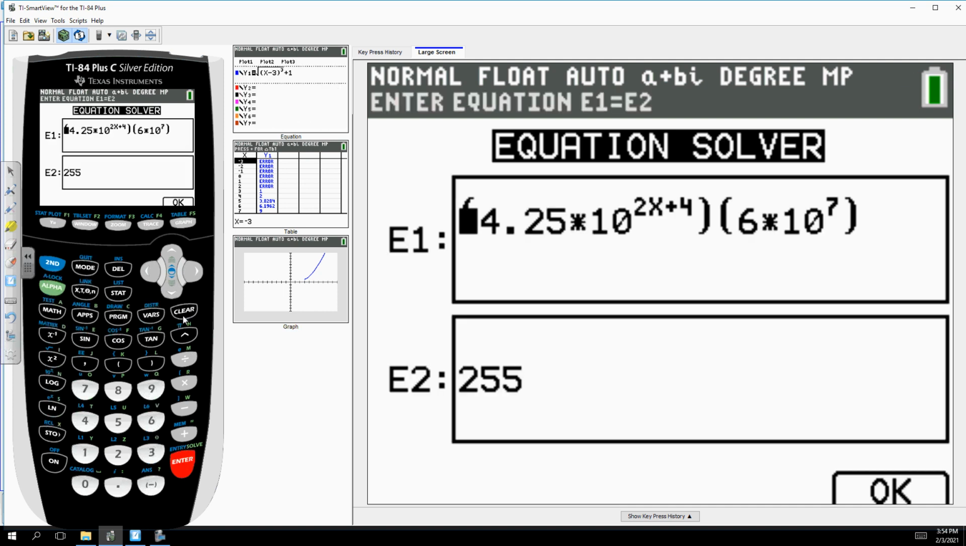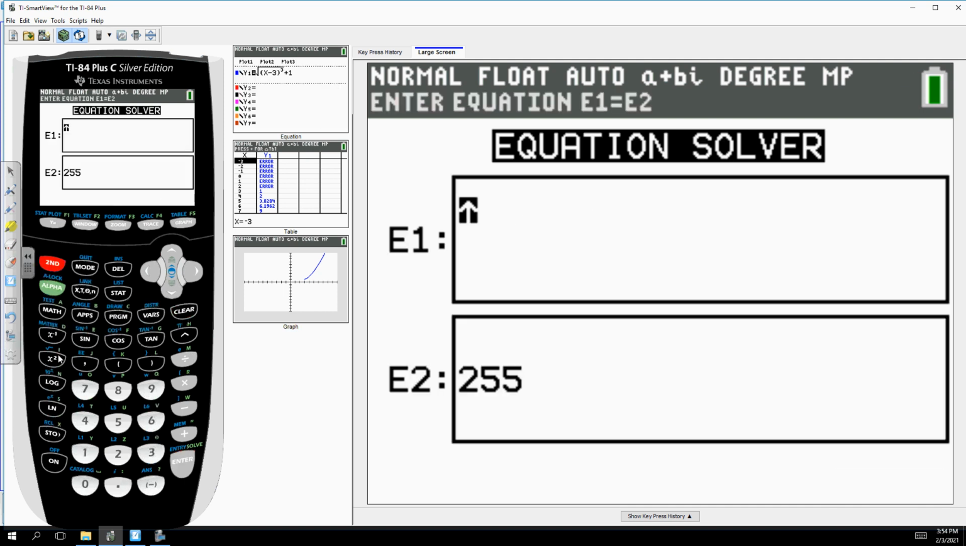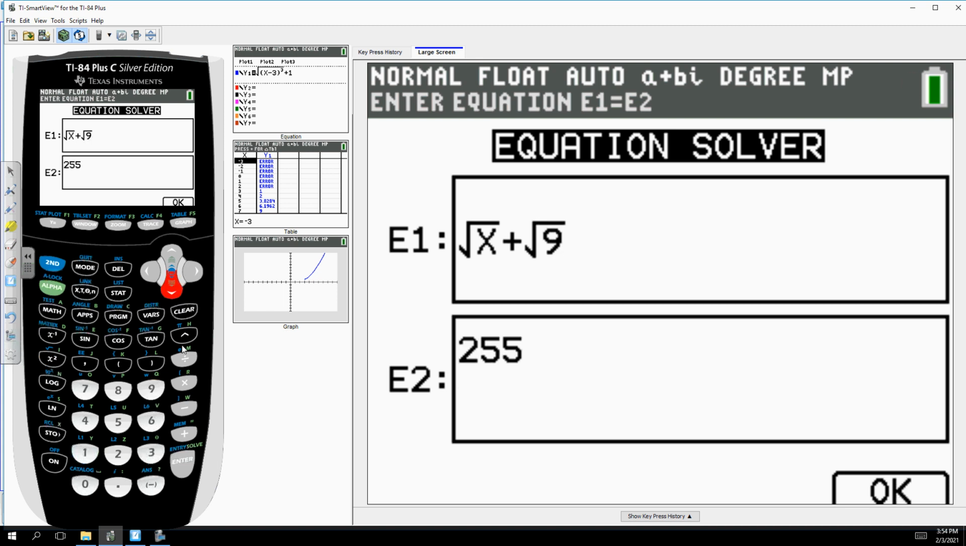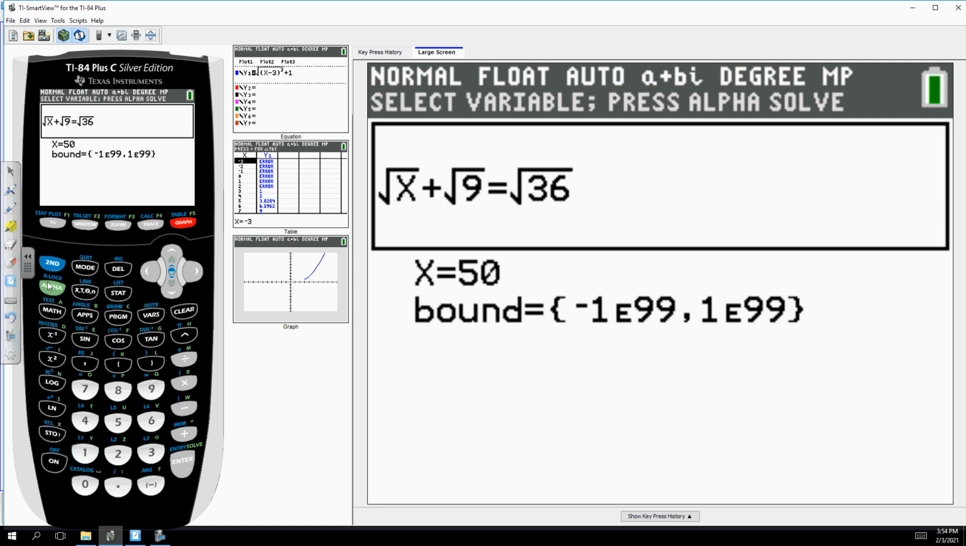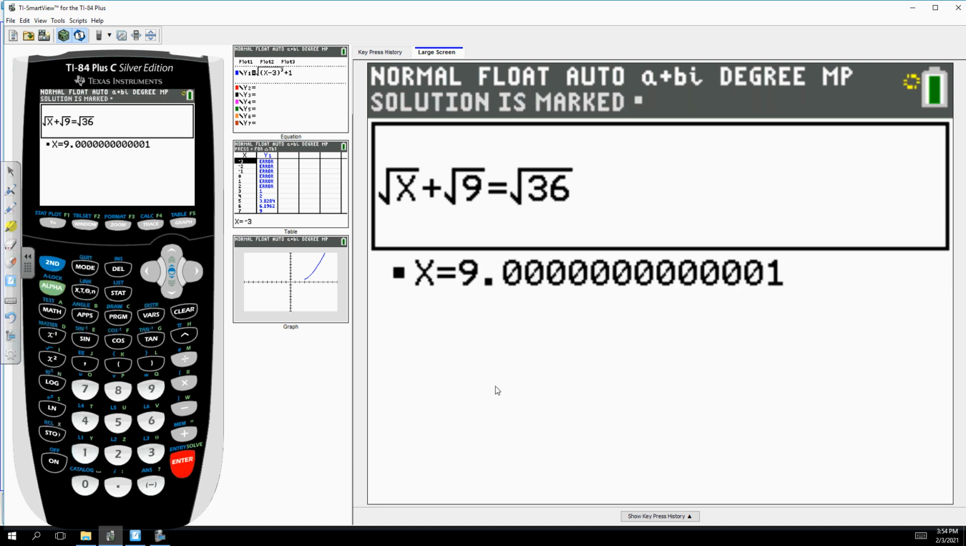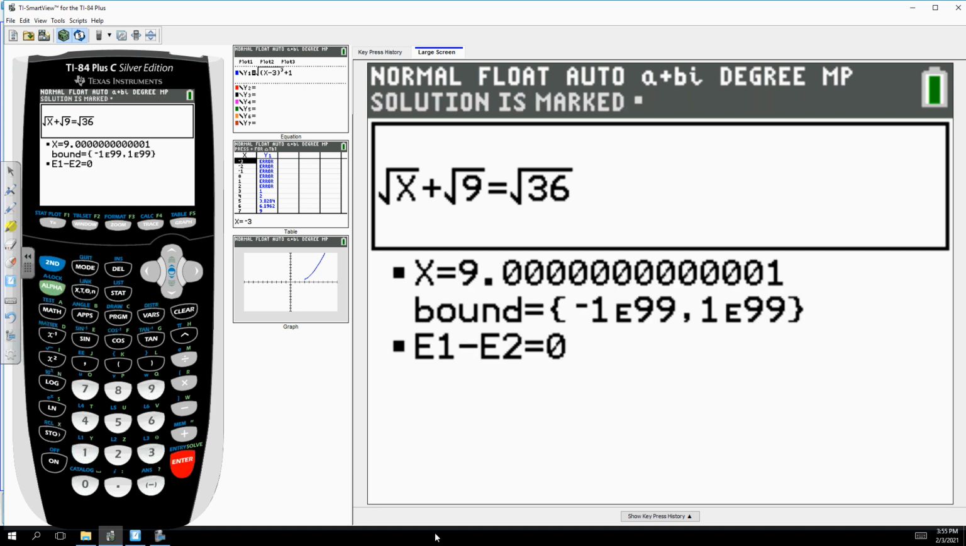Left block, square root of x, get out, plus the square root of 9. Some of y'all might enter 3. And then the right side is the square root of 36. Some of y'all might enter 6. Okay. Alpha solve. There's 9. Answer D.